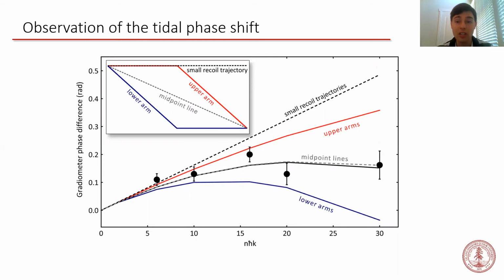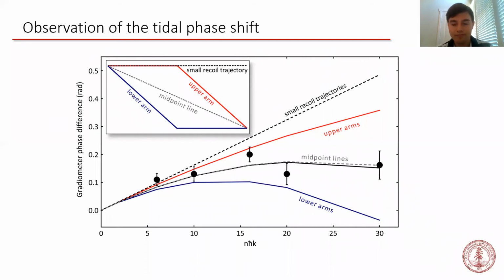The tidal phase shift, which is the difference between the black dotted line and the gray dotted curve, is clearly visible in the data. And as we would expect, the phase shift that we observed is consistent with the prediction of Bordé's midpoint theorem, so that's the gray dotted curve, and also with a numerical exact phase shift calculation, the black curve.